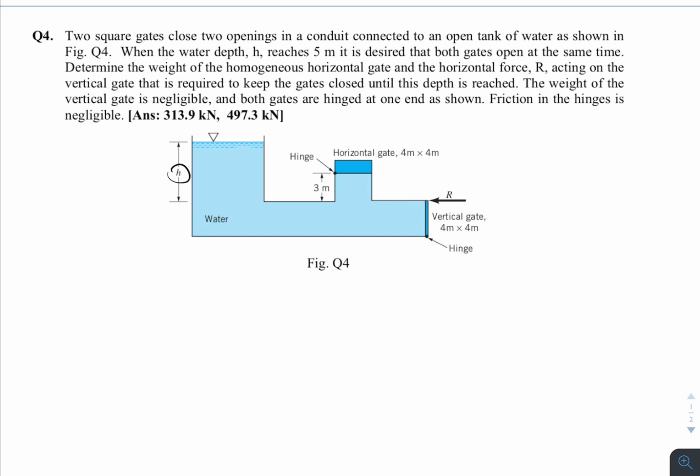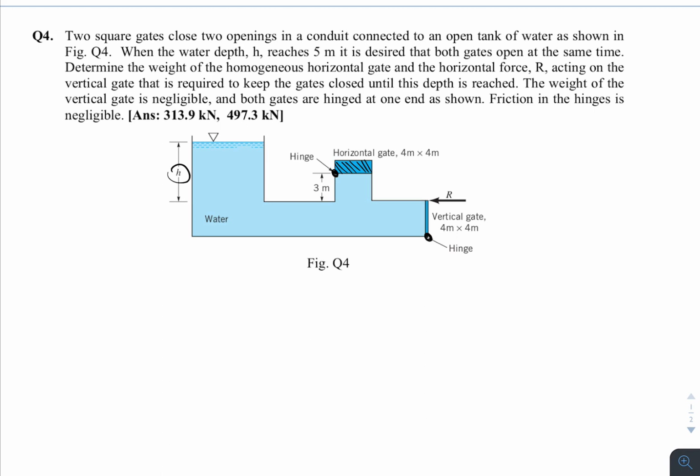So determine the weight of the homogeneous horizontal gate, this guy here. How heavy is he to overcome the pressure he's feeling and to keep the door closed until 5 meters, and the horizontal force acting on the vertical gate that is required to keep the gate closed. So how much force do we have to apply to this guy to keep him closed? We have hinges indicated here, one hinge here, another hinge there. We're told that the weight of the vertical gate can be ignored and friction with the hinges can be ignored as well.